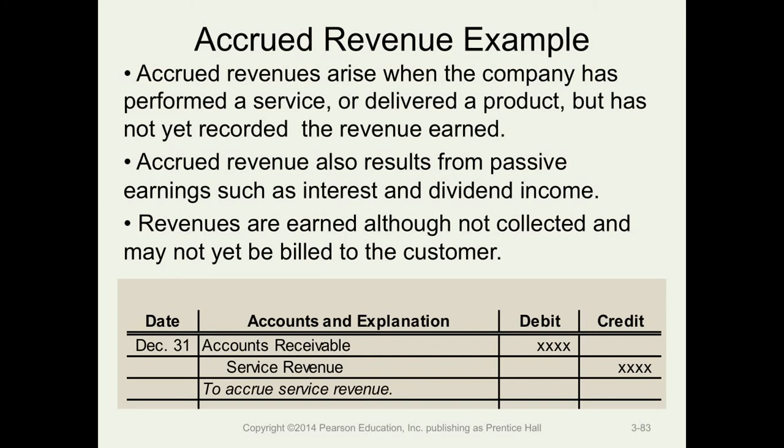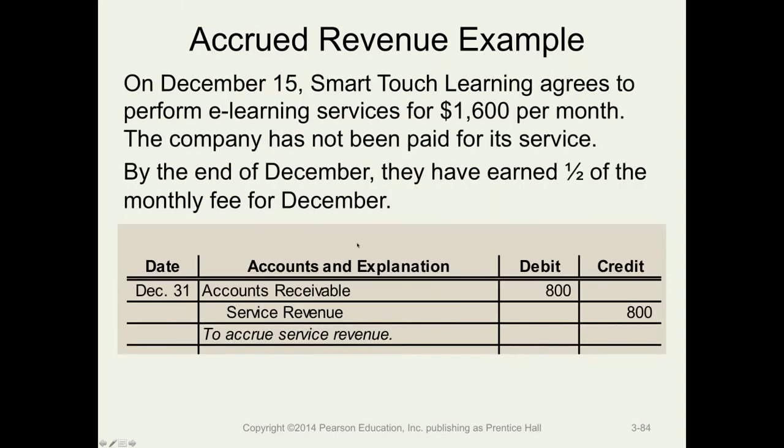Accrued revenues can come from providing services and not billing the client. They could also come from passive income, such as dividends and interest income. And again, they're earned, not collected, and not recorded because they may not have been billed. So very simply, you have to set up a receivable, an asset account, and a service revenue account. Again, no cash involved.